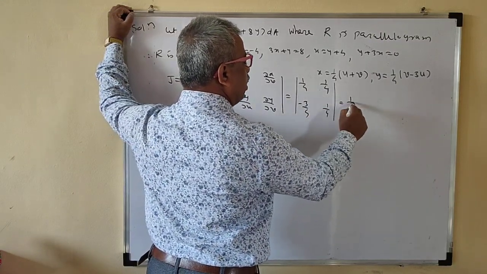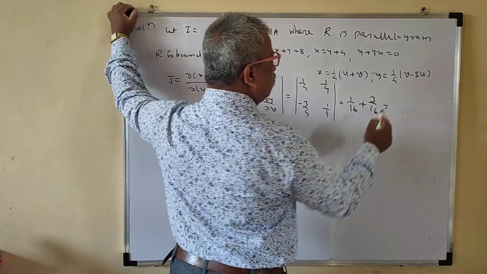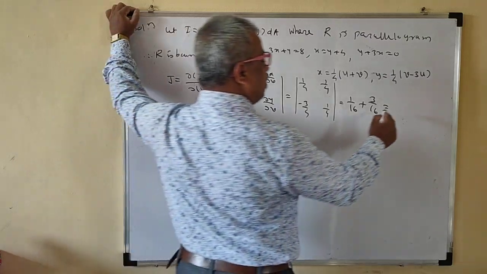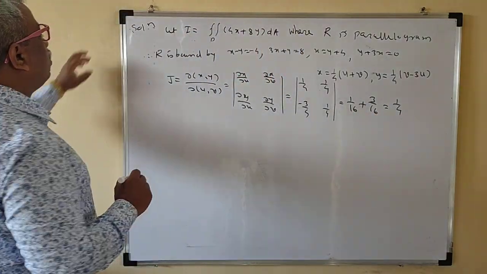Okay. So cross multiply: 1 by 16 plus 3 by 16. So this is 4 by 16, so this is 1 by 4. So your Jacobian is 1 by 4.